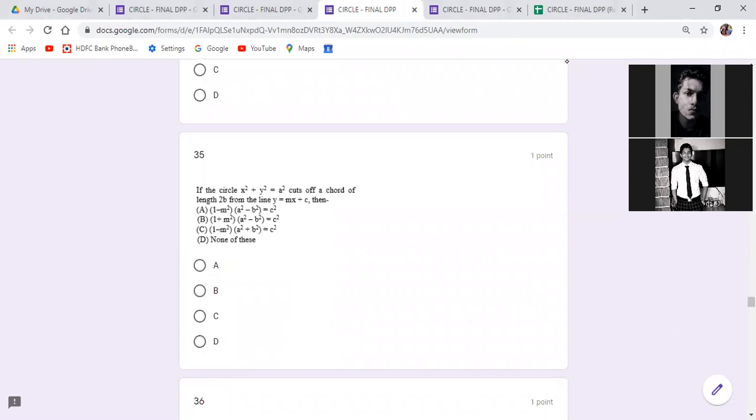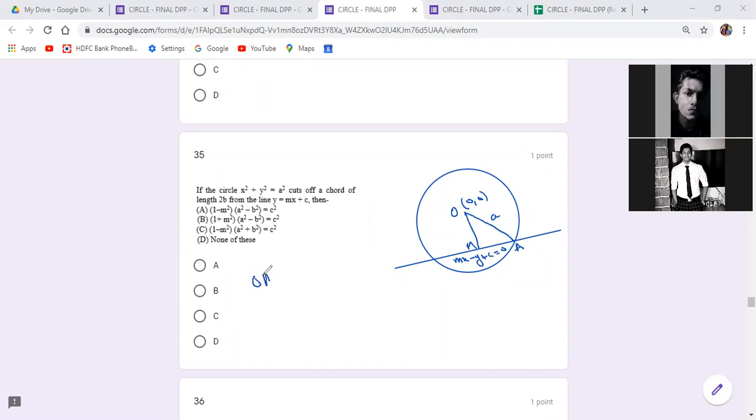If the circle cuts off a chord 2B, it's the same thing, no? The circle is cutting a chord. Same stuff. What is y equal to mx plus c? So mx minus y plus c equals 0. The center of the circle is the origin, 0, 0. So find the whole thing. Perpendicular. Okay. So OM. What will be OM?